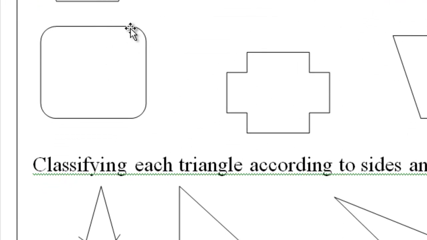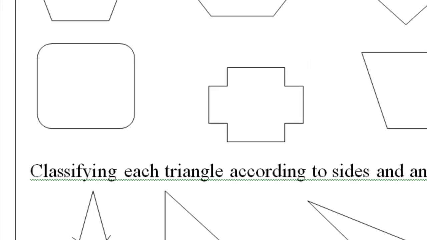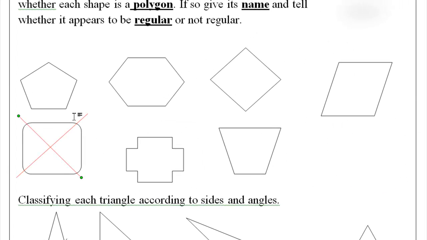If I have a curved shape like this one, can you see this curve? So this one is not a polygon. Here, this shape is not a polygon. Let's put X on it. This shape is not a polygon because it has a curved side. Okay? So all of them are polygons.